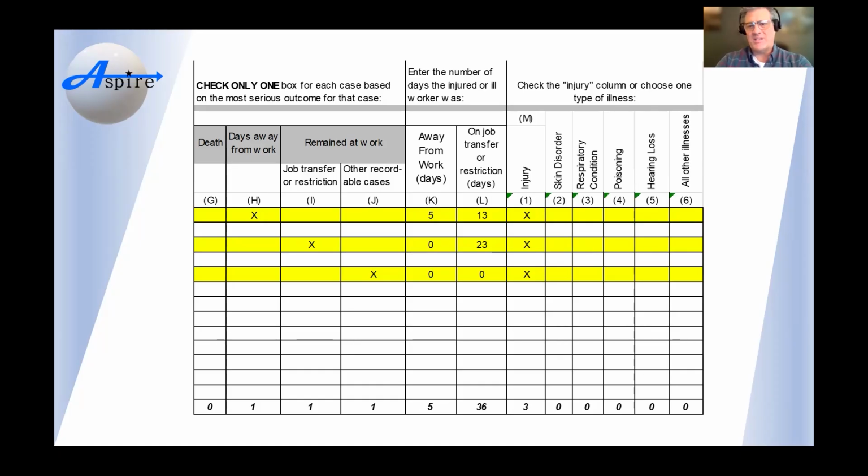If I'm going to put an X in column H, I have to have a number in column K because I have missed at least one day away from work. I may or may not have a number in column L.